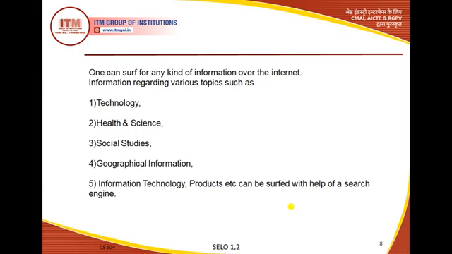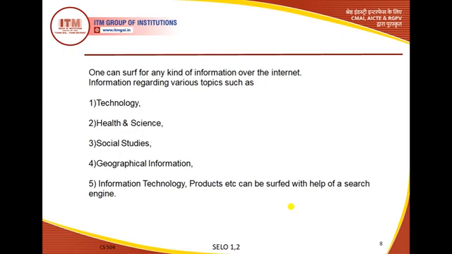So we can say that there is a search engine which actually works when the internet connectivity is on, and any particular information we want, for example technology related, or health and science related, or social studies, or geographical information, or any particular products. If you want to identify what kind of products these are, for example electronic items you want to buy, then we can search it, meaning how the performance is being provided by this particular product. So this can be served with the help of the search engine.